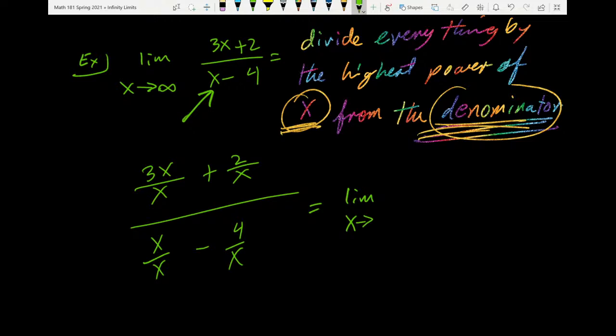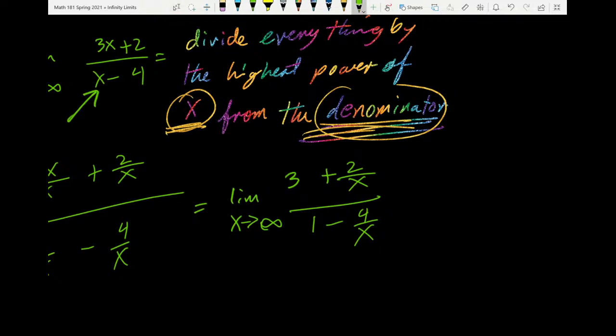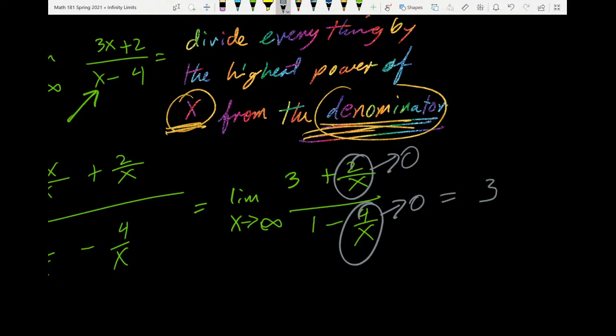Limit as x goes to infinity, I get 3 plus 2 over x over 1 minus 4 over x. But now we have a theorem involving infinity. This tells us this goes to 0, this goes to 0, and you get what? 3. Voila.